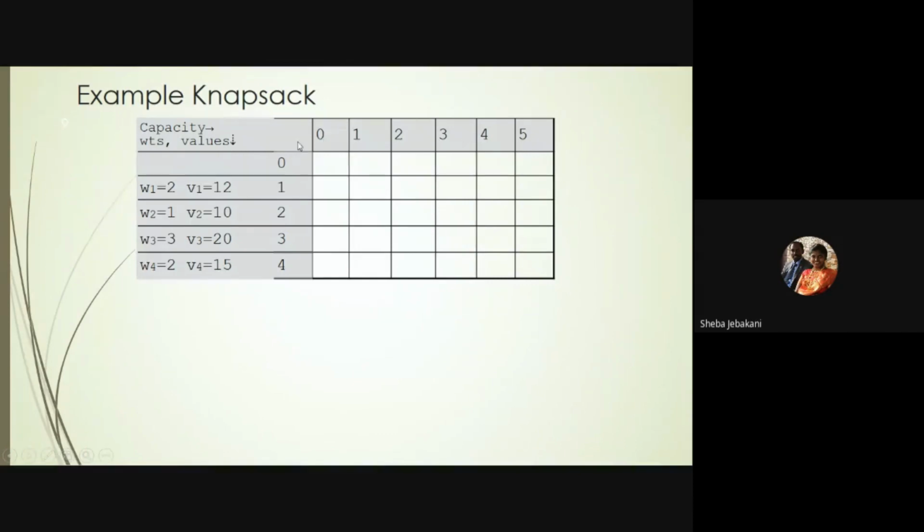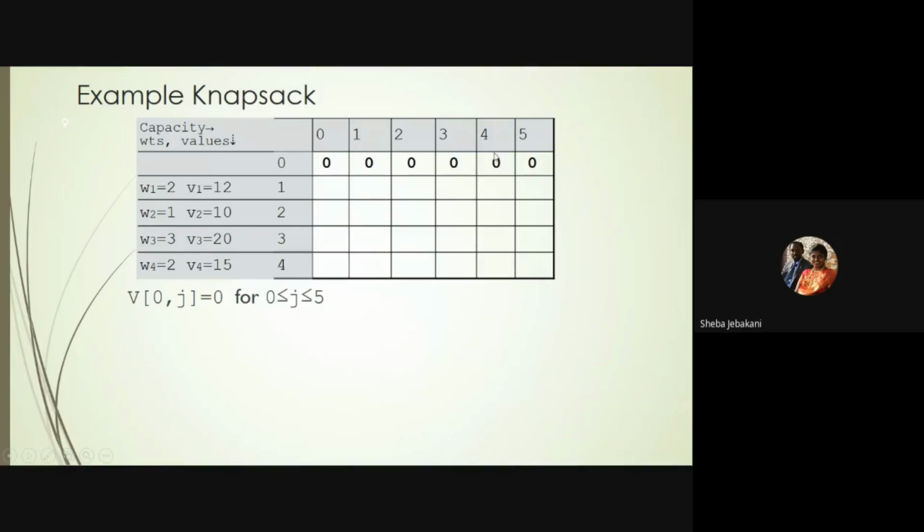So the capacity. If you're given, say, W as 7, then you'll have to have 8 columns, 0 to 7. And if you're given 6 objects, then 0 to 6, you have to have so many rows. So the initial condition is when we are finding out V of 0 comma j. All the values will be 0.